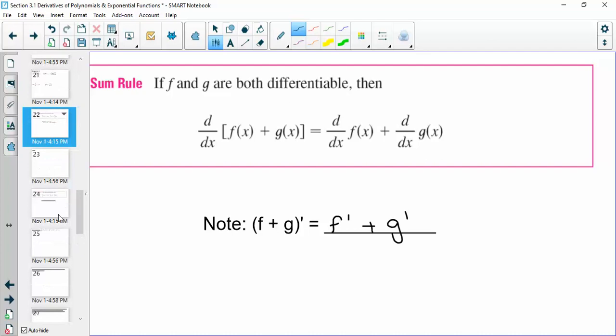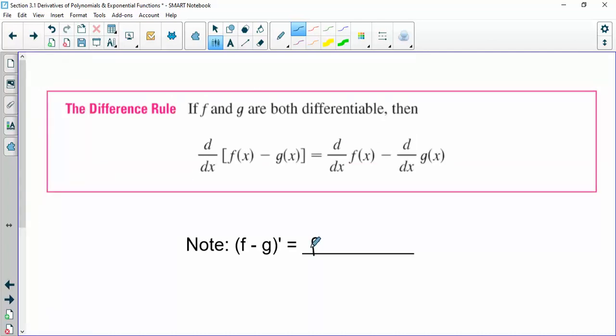The same is true with subtracting. So it doesn't matter adding or subtracting, you can do individual terms. But something important to note, it does not work this way for multiplication and division. Okay, so when we have a fraction, we can't just do derivative at the top and derivative at the bottom. We will get to how to do that, but for now, this only works for addition and subtraction.